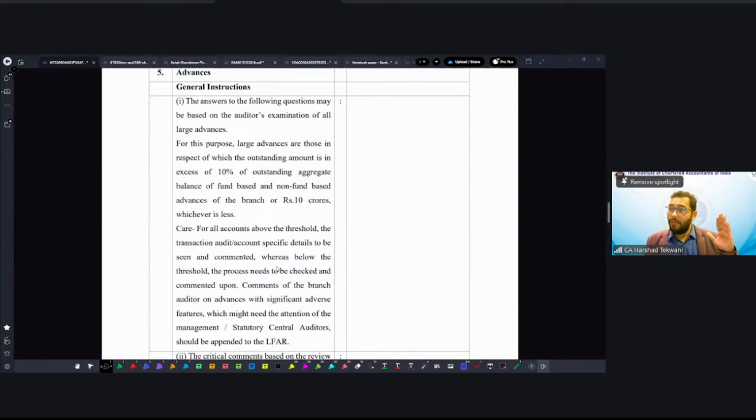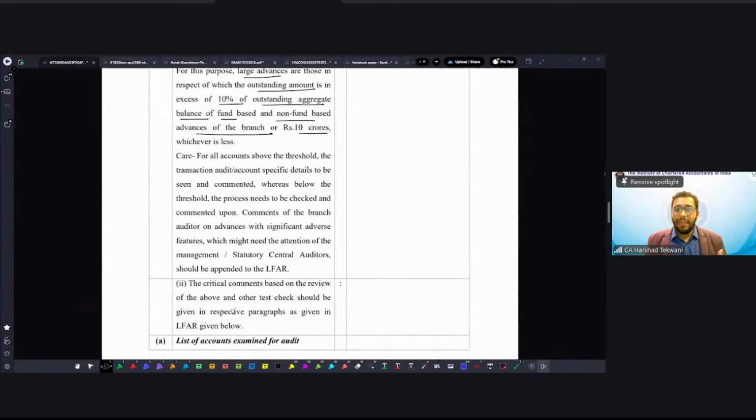For example, remember, one was the large advances. We saw that there are large advances and we are required to check them on a sample basis. In the audit report itself, we are also required to provide whether there are any large advances, like if the outstanding amount is in excess of 10% of the outstanding aggregate balance of the fund or non-fund advances of the branch, or 10 crore rupees. If yes, then we are required to check those large advances.